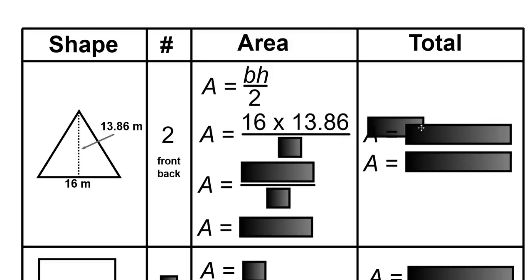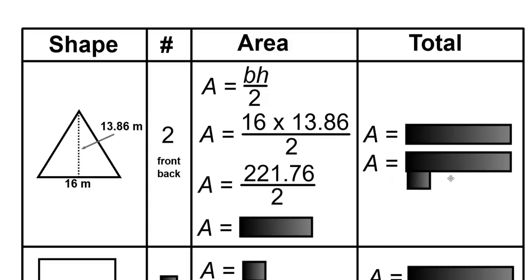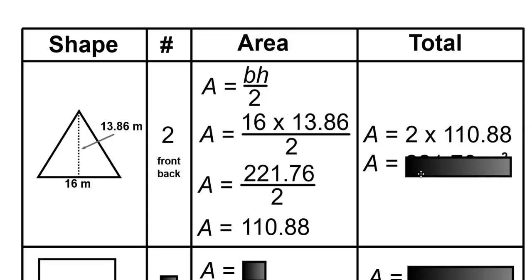Our formula will be area is equal to base times height divided by 2. Area equals 16 times 13.86 divided by 2. 16 times 13.86 is 221.76. Divide that by 2, and we get an area of 110.88. Multiply that by 2 as there's 2 triangles, and that will give us a total area of 221.76 meters squared.